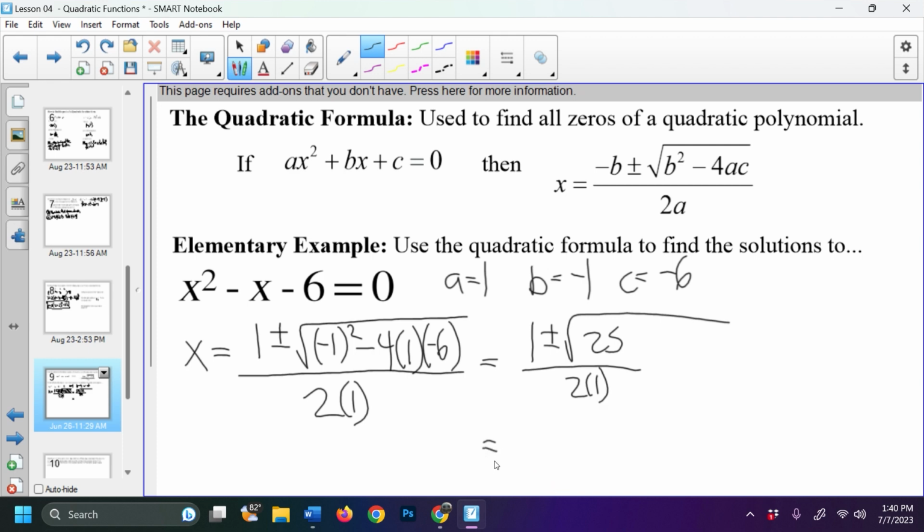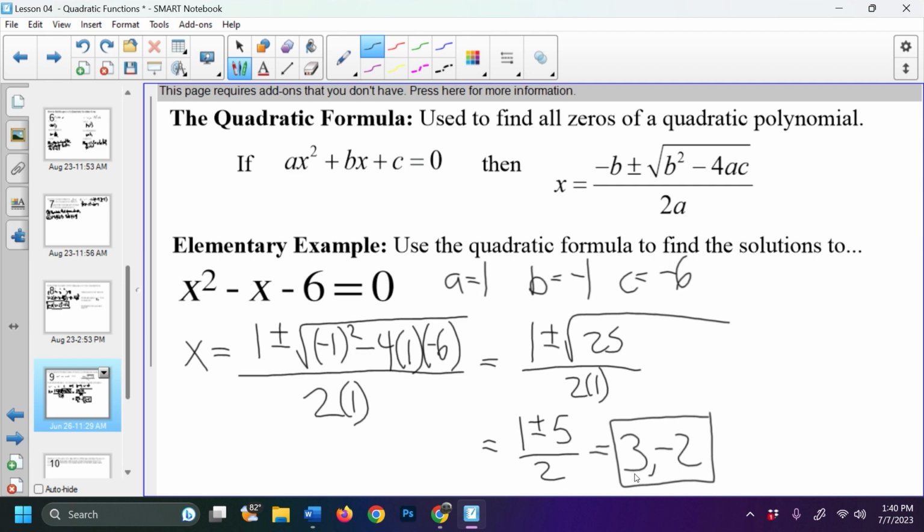And so we can simplify that. We have 1 plus or minus the square root of 25, which is 5. 2 times 1 is 2. And so 1 plus 5 is 6, divided by 2 is 3. 1 minus 5 is negative 4, divided by 2 is negative 2. So these are the zeros of that quadratic polynomial.